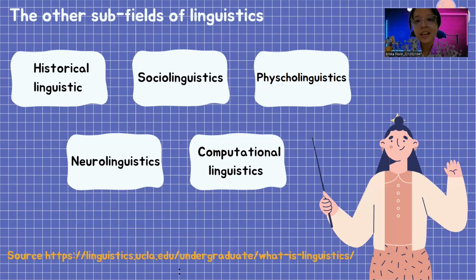Computational linguistics seeks to develop algorithms, models, and software that can process and analyze natural language data, such as text and speech. So that's all about my explanation about the other subfields of linguistics.